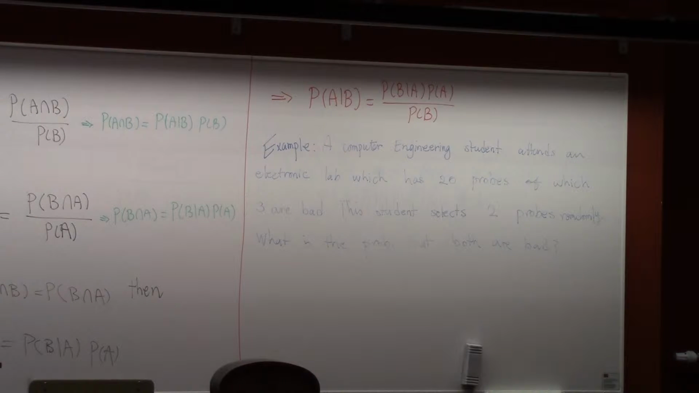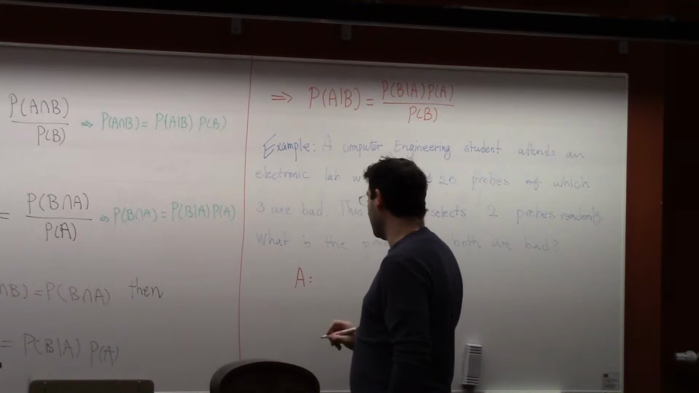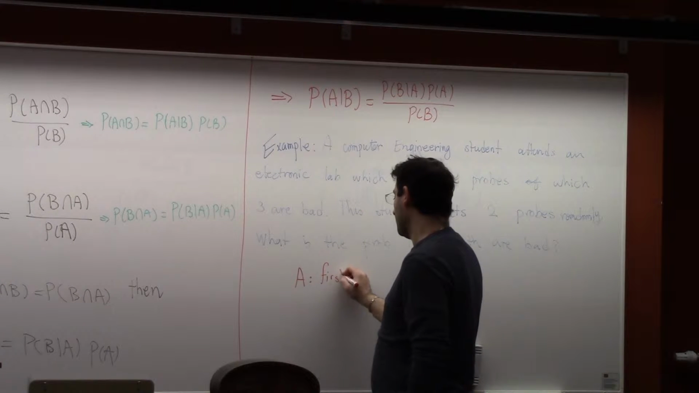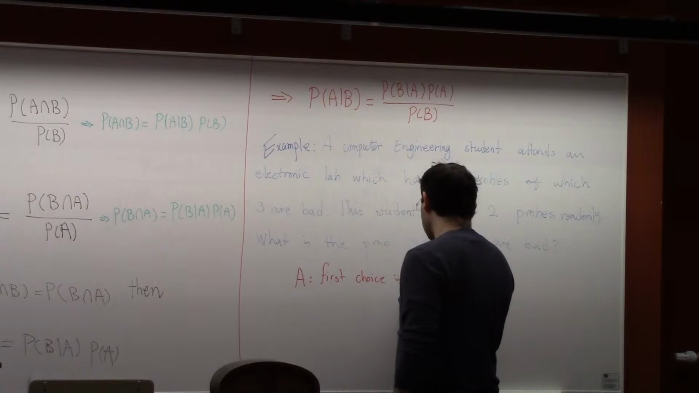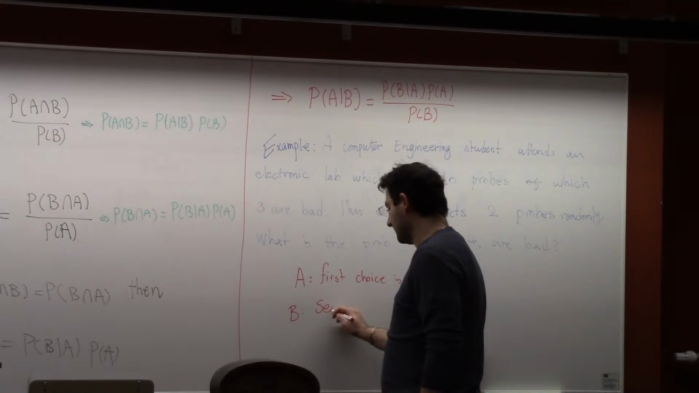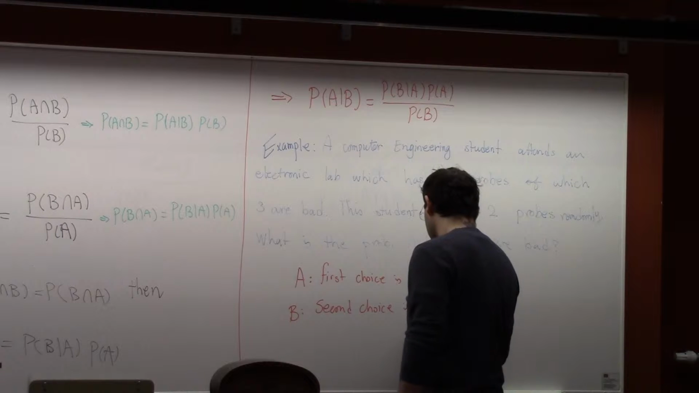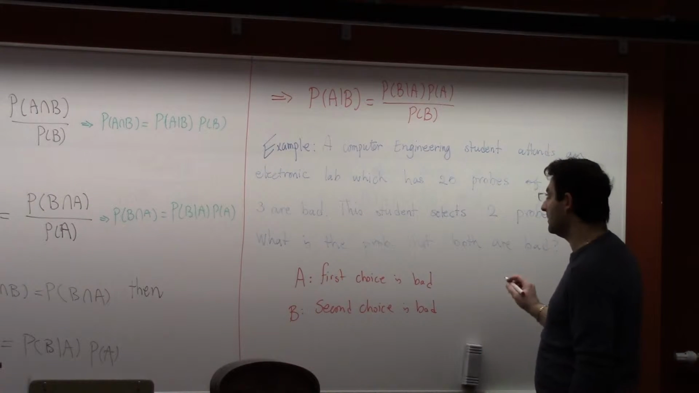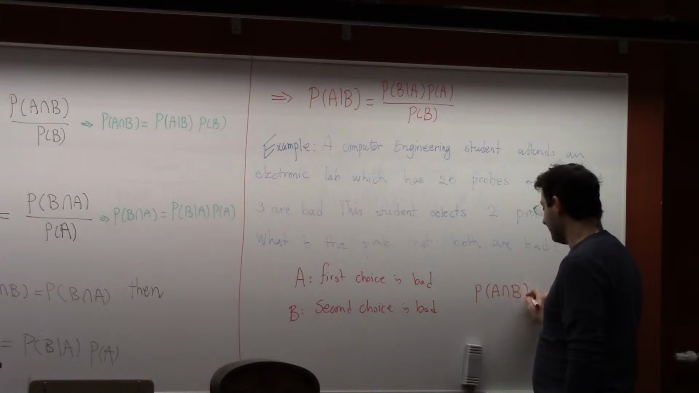So here we define 2 events, event A to be first choice is bad and B is second choice is bad. And the question asks, what is the probability of A intersected by B?